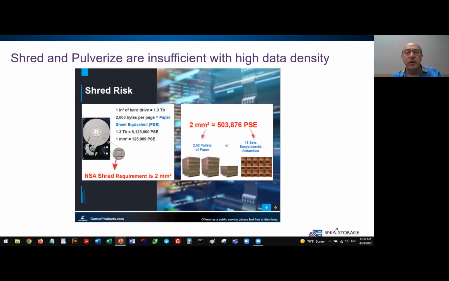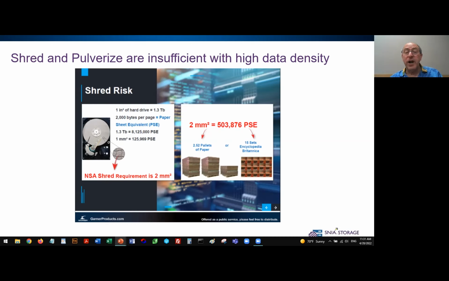For example, in this example, a square inch of a hard drive, just one surface, would be about 1.3 terabytes of bits. Now, if there are 2,000 bytes on a page of paper, then that 1 square inch can contain the equivalent of 8 million pages of data.